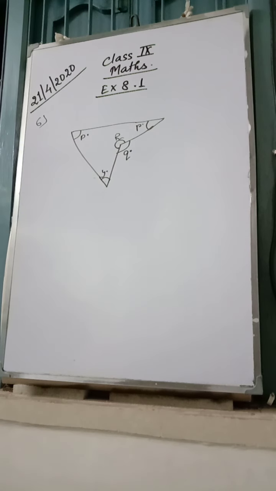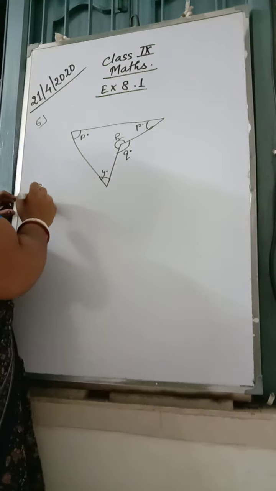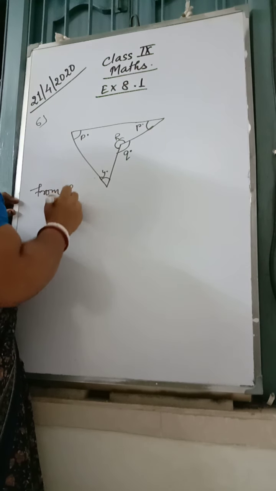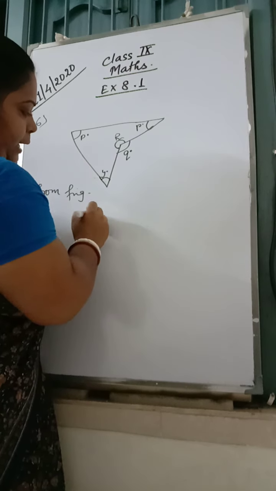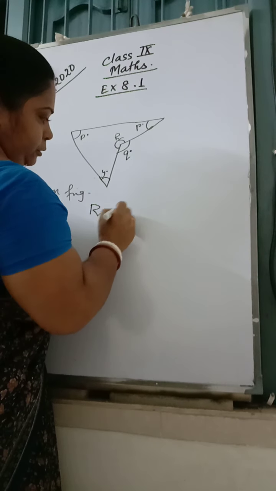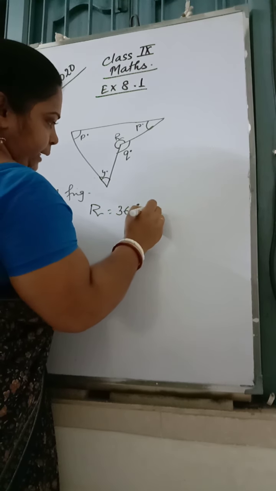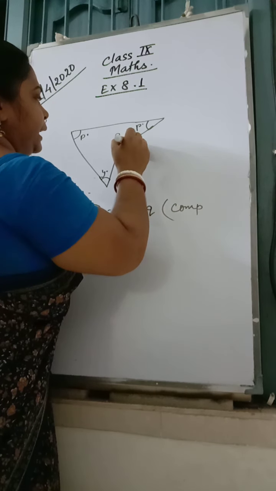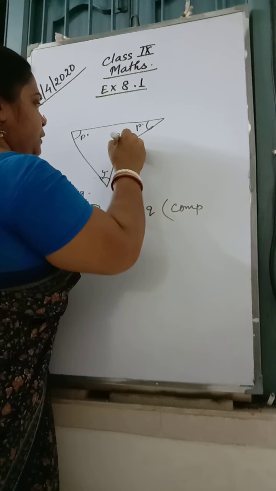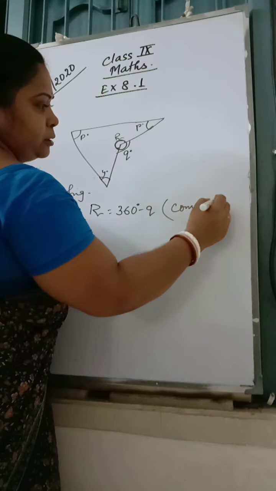Now, from the figure, what do we get? Small r is equal to 360 degree minus q. Why? It is a complete angle. This full is forming a complete angle. So, complete angle.